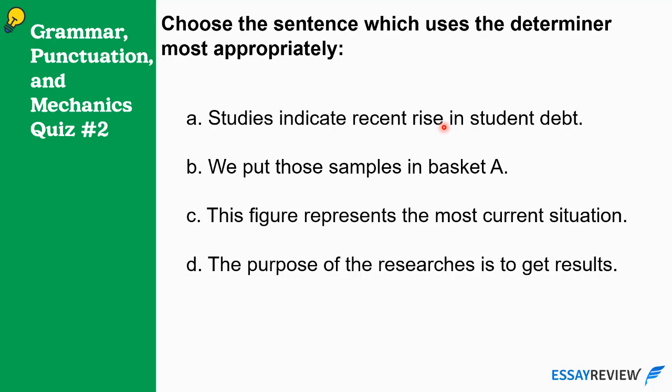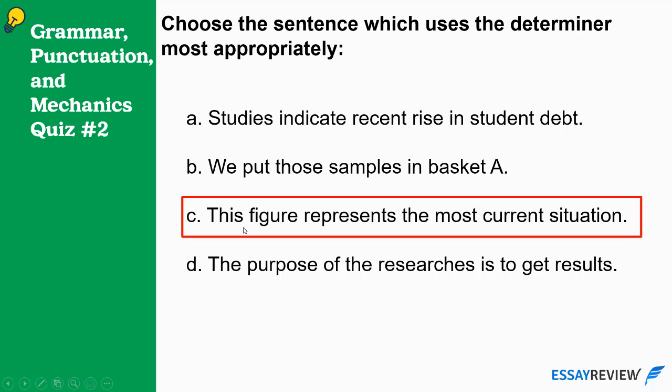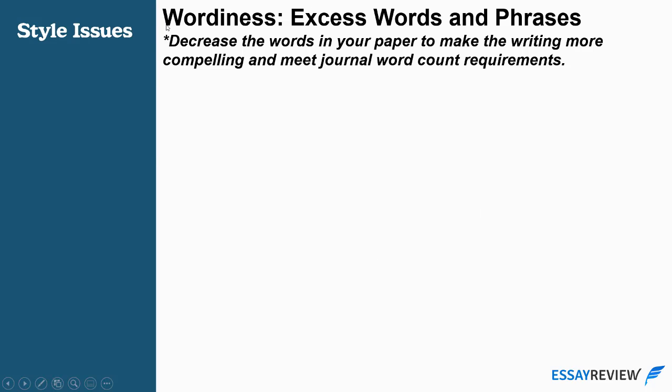Studies indicate recent rise in student debt. Well, rise is countable. So we usually say a recent rise. We put those samples in basket A. Well, we don't use those when writing. So C, by process of elimination. This figure represents the most current situation. Difficult, right? Luckily, if you make these kind of little mistakes, someone who can edit can fix them quite easily, but it takes a lot of looking at the examples and tool.